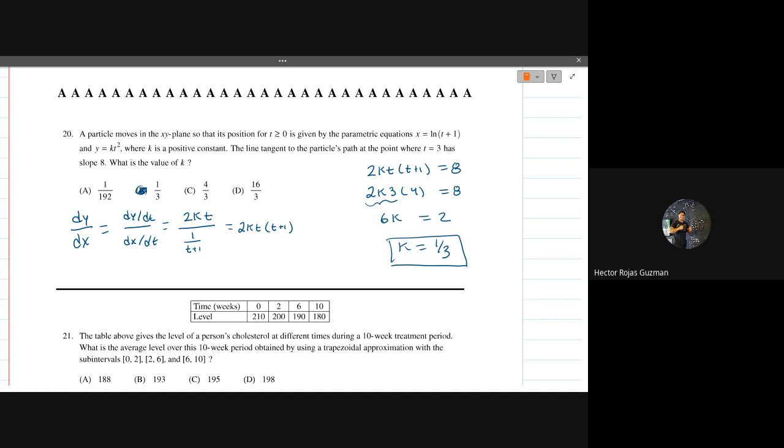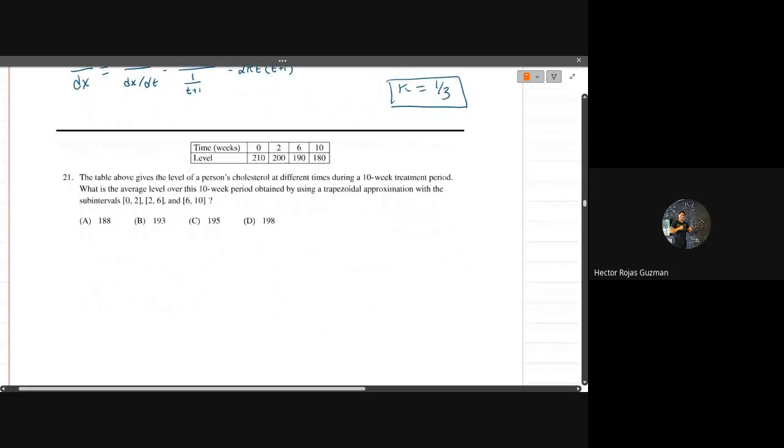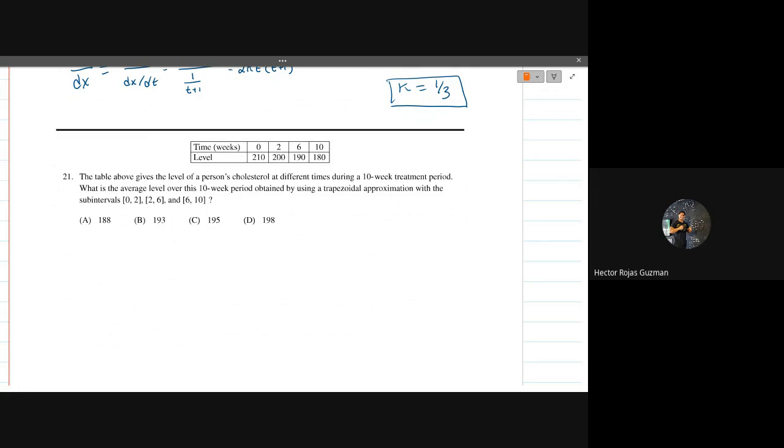Okay, come on, scroll down. Number 21. Okay, we got a table. Okay, I like tables because usually that means an integral. Let's see. It says, what is the average level over this 10-week period obtained using the trapezoidal approximation?